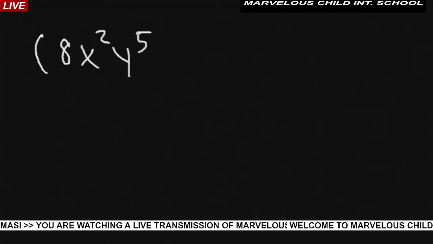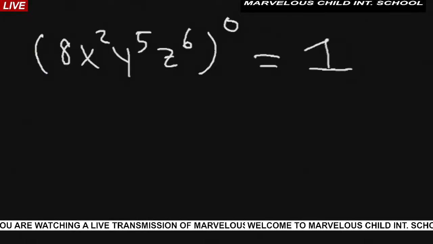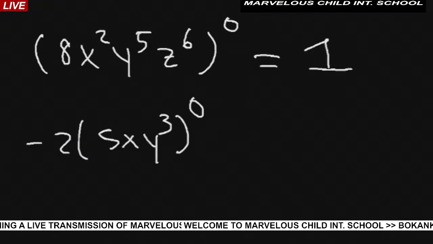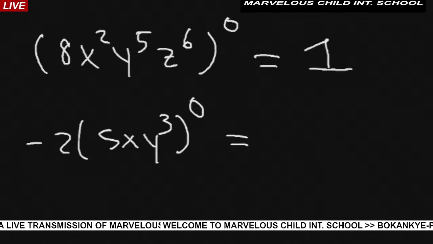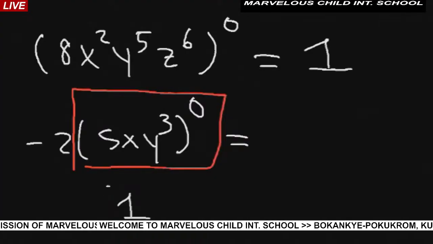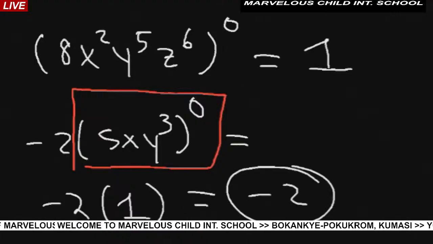Now what if you get a question that looks like this? Let's say it's 8x squared y to the fifth z to the sixth raised to the 0 power. Anything raised to the 0 power is always 1. It doesn't matter what's inside. Now let's say you have negative 2 times (5x y cubed) raised to the 0. What's the answer now? Everything inside the parentheses is going to turn into a 1, so only this portion will become a 1. But notice that you have a negative 2 on the outside. Negative 2 times 1 is negative 2. So that's the answer for an expression that looks like that.